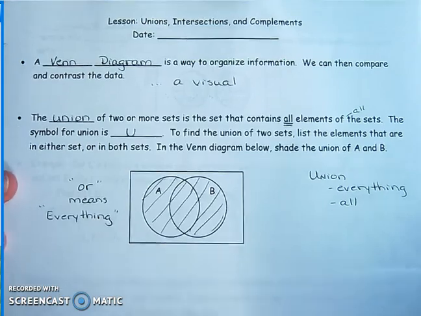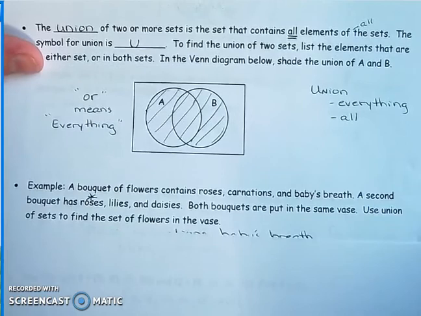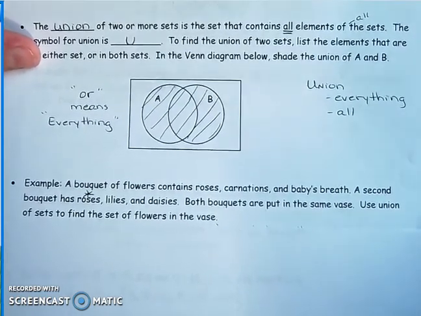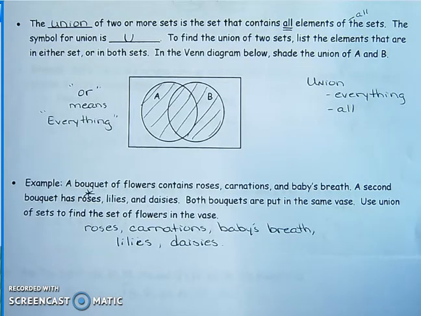So, for example, we have a bouquet of flowers that has roses, carnations, and baby's breath, and a second bouquet that has roses, lilies, and daisies, and we want to take both of these and put them in the same vase. What flowers do we have in the vase now? Well, we have roses, carnations, and the baby's breath from the first. We have the new roses, the lilies, and the daisies from the second. But when we write out the union, we do not repeat the roses. So we just write every flower one time.